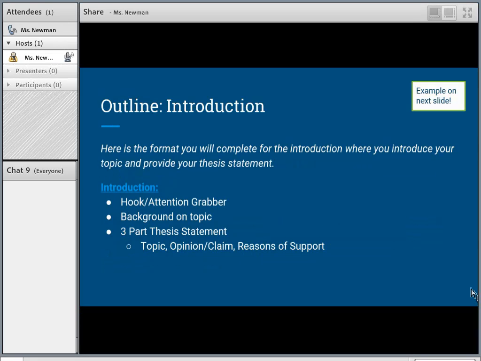So, the first part of the outline is going to be the introduction. Here is the format you will complete for the introduction, where you introduce your topic and provide your thesis statement. You need to have these different parts: the hook or attention grabber, background on the topic, and a 3-part thesis statement. So it states your topic, kind of your opinion or claim on the matter, like what's your statement about it, and your reasons of support.